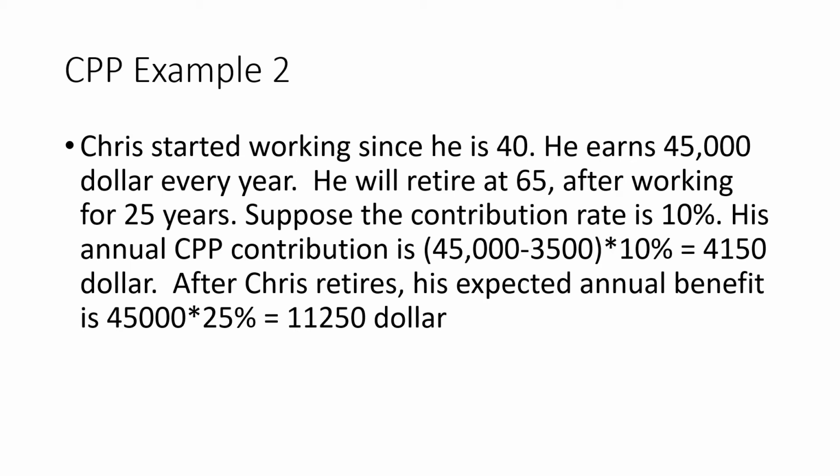Here's an example. Chris started working since he's 40. He earns $45,000 every year. He will retire at 65 after working for 25 years. Suppose contribution rate is 10%. His annual CPP contribution is 45,000 minus 3,500, this is the basic exemption amount, times 10%, equal to $4,150. After Chris retires, his expected annual benefit is 45,000 times 25%, which is equal to $11,250.